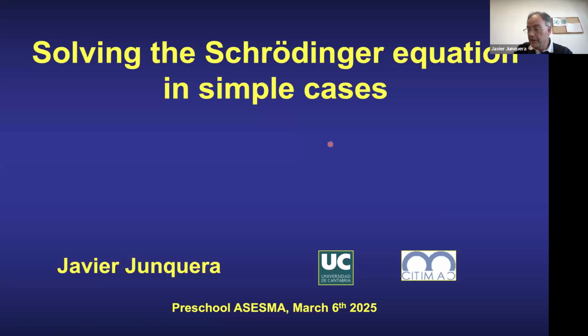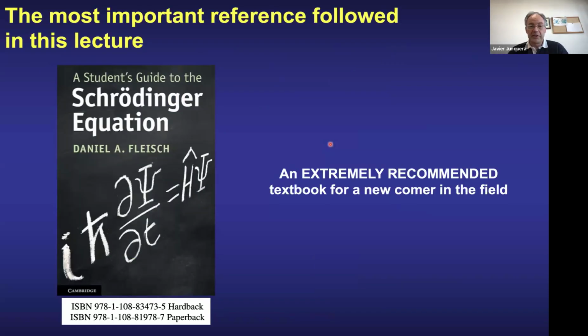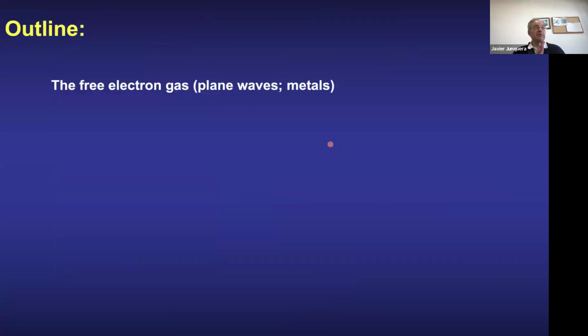It's my pleasure to be here again to deliver this second lecture in the series regarding the Schrödinger equation. Last Thursday, I was presenting on a step-by-step basis the meaning of the Schrödinger equation. Today, I will focus my talk on how to solve the Schrödinger equation in very simple cases. But those are cases that will be related with different issues that will appear afterwards in the ASESMA school in Ghana.